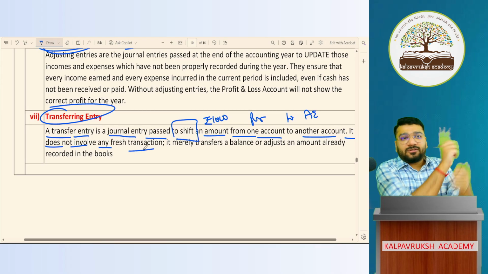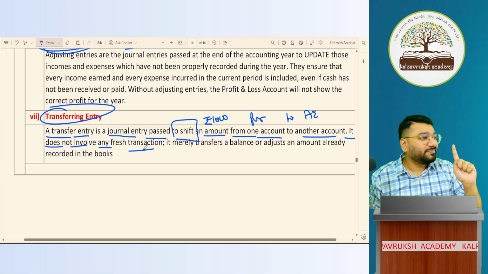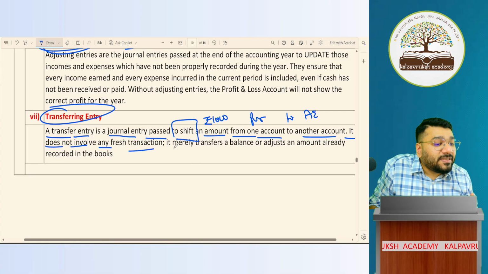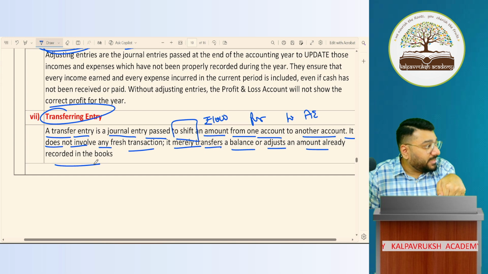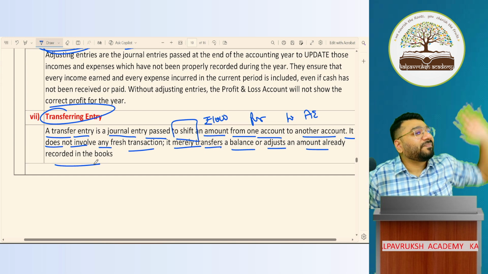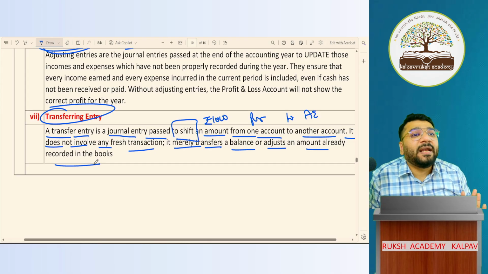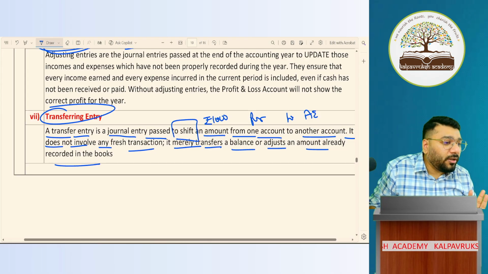If you transfer the 1,000, it is not a fresh transaction. It's not a fresh transaction. It is merely transferring the balance or adjusting the amount which is already recorded in the books. 1,000 rupees is already recorded in the purchase account. That we are transferring to the advertisement expenditure account. Got it, not got it? Okay, not okay?